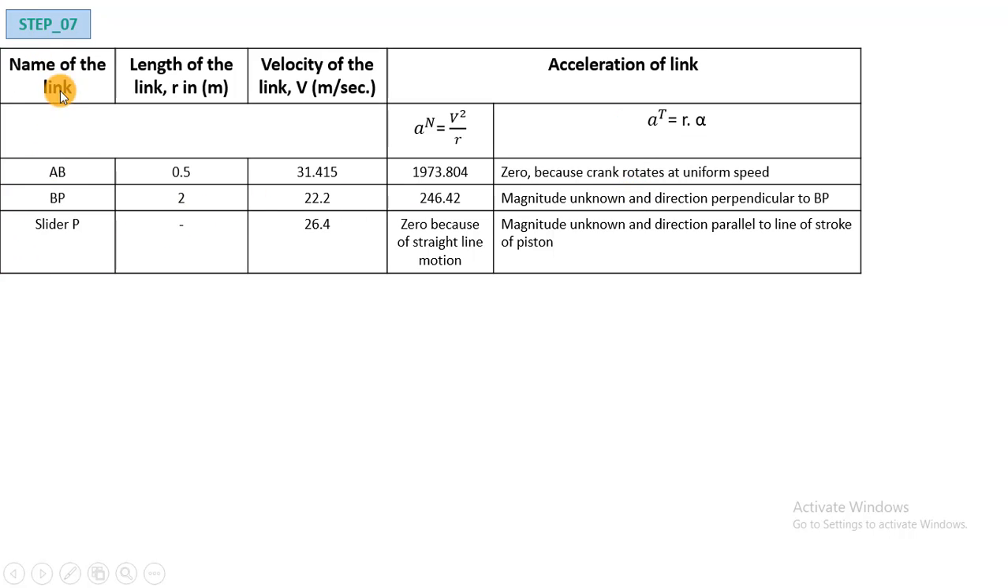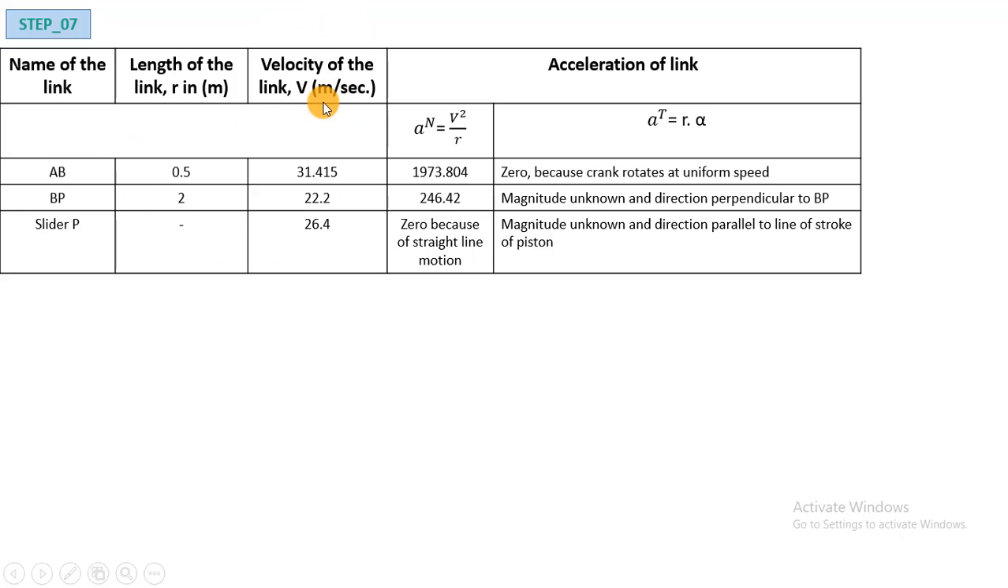In the name of the link, how many links do we have? The 3 links. We have link AB, that is the crank, which is rotating at a uniform speed. Then BP is the connecting rod, and the slider is P. So the length of the crank is 0.5 meter, and for the connecting rod it is 2 meter. The slider does not have any length, so we have not written its length.